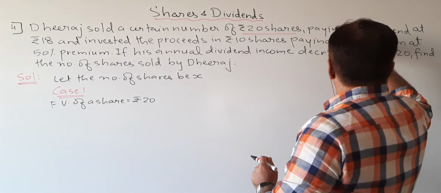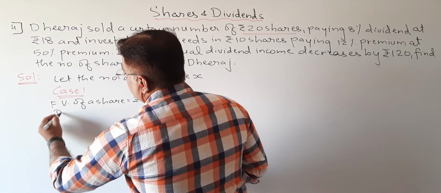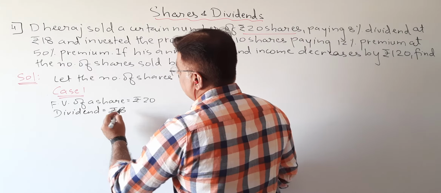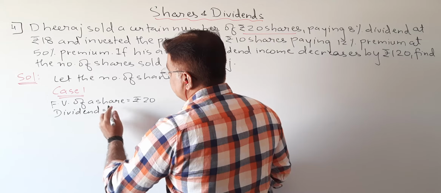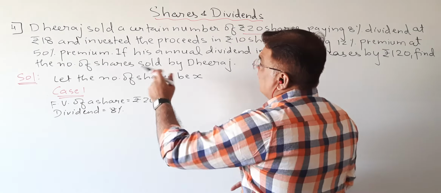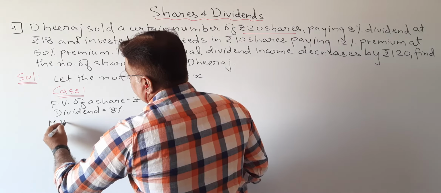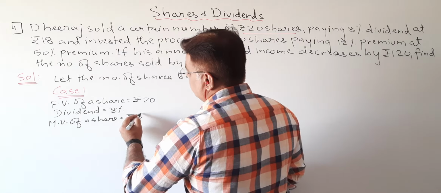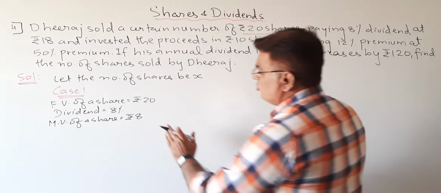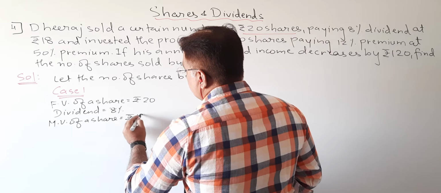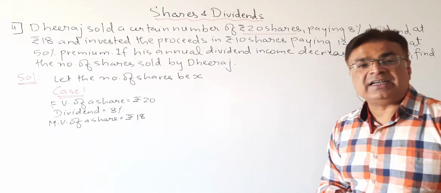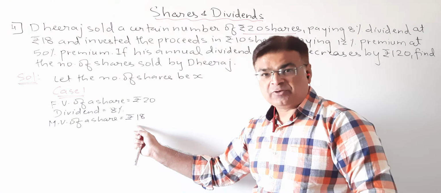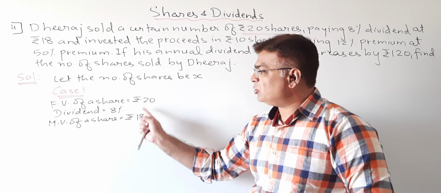Then it is paying 8% dividend. So dividend is 8%. And market value of a share is rupees 18. So you can see the face value of a share is rupees 20 and the market value of a share is rupees 18. So it is being sold at a discount. Okay, he's purchasing this share at a discount because 2 rupees is less.